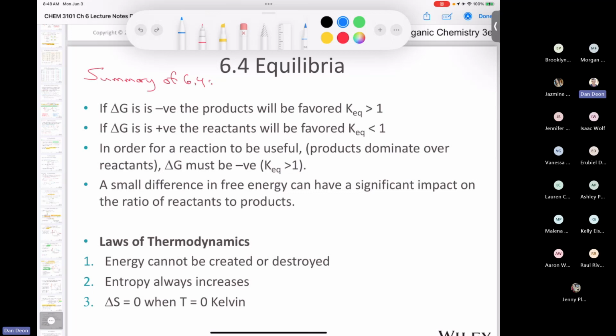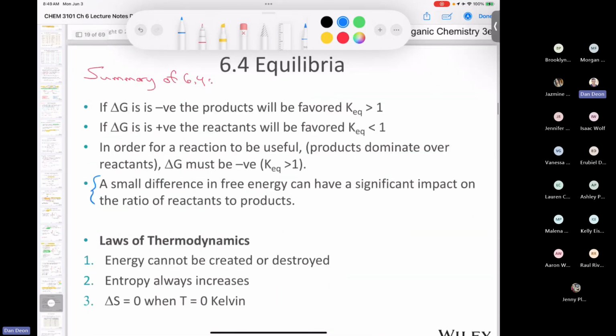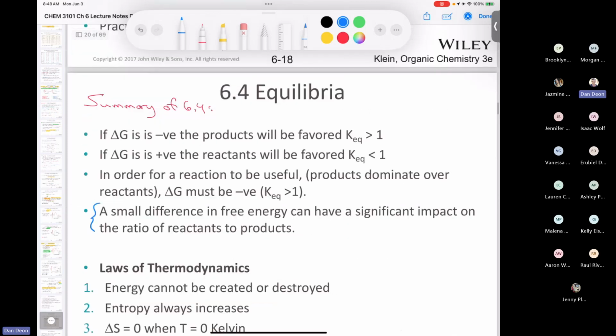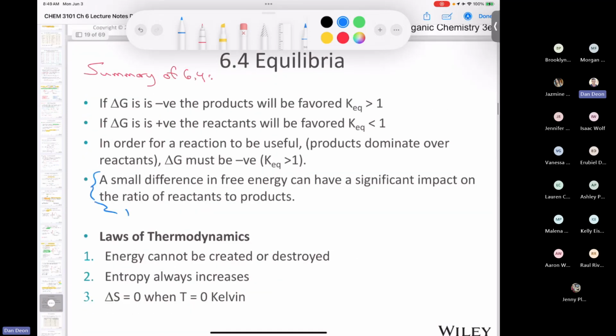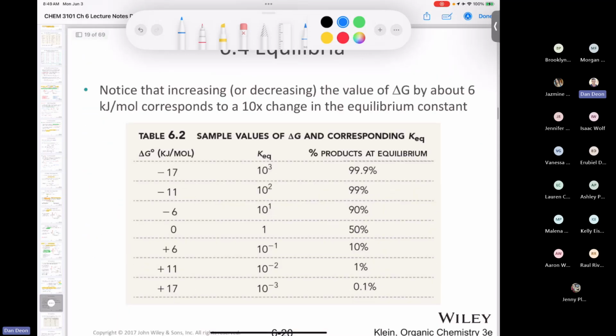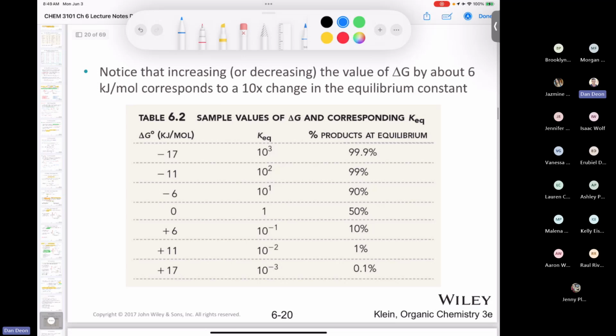You're wasting your time. And I'm not going to test you on this or anything, but I'll show you a table. It's right here, okay? Table 6.2. Let's just scribble this down here. It says here, a small difference in delta G, free energy, can have a significant impact on the ratio of products and reactants. So check this out. Even if you go from a delta G of 0 to a delta G of -6, you go from 50% to 90%.